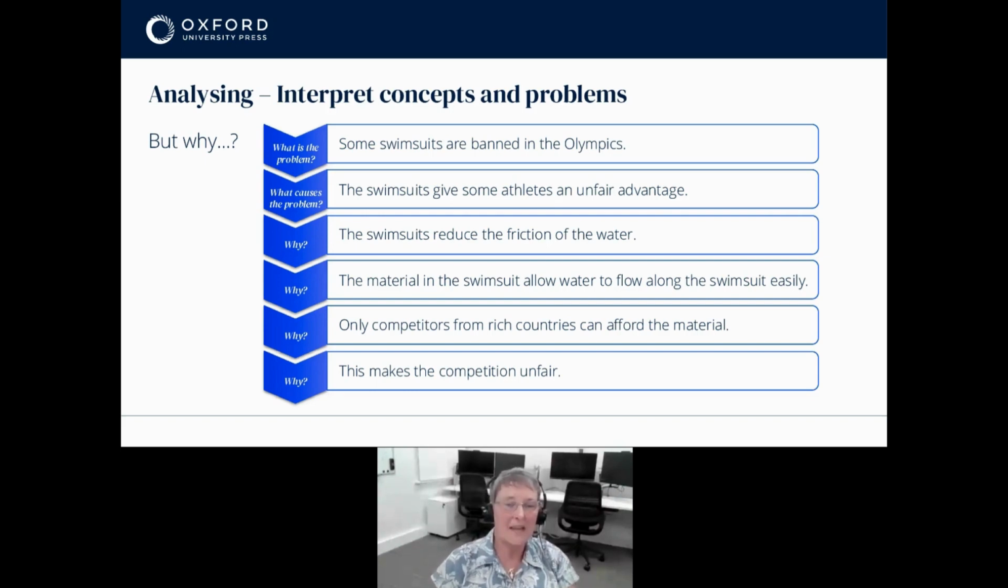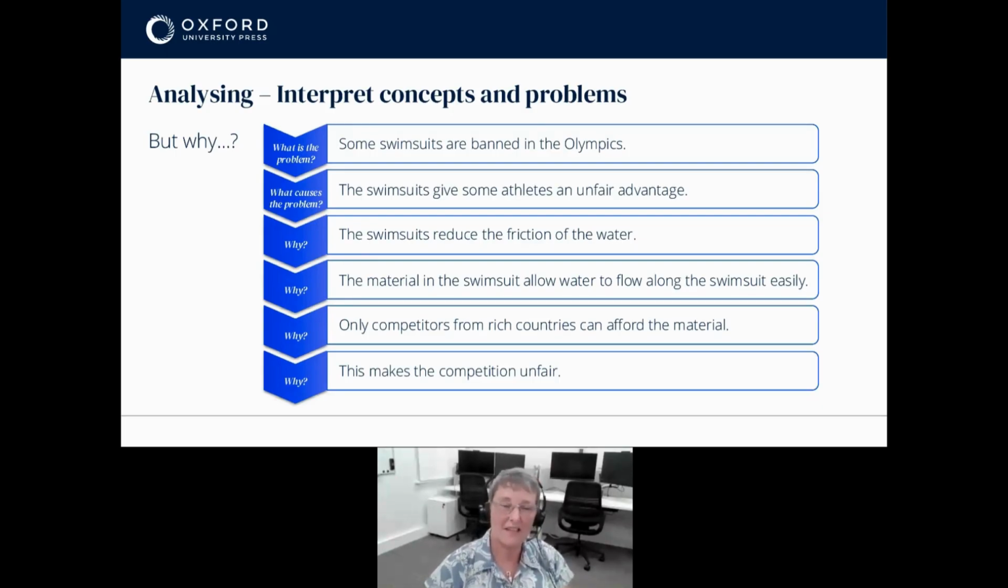So it may be, for example, forces in year 7. Again, I've included that example. Why are some swimsuits banned in the Olympics? What causes the problems? The swimsuits give athletes an unfair advantage. And the students would get so sick of me saying, but why? So why do the athletes have an unfair advantage?